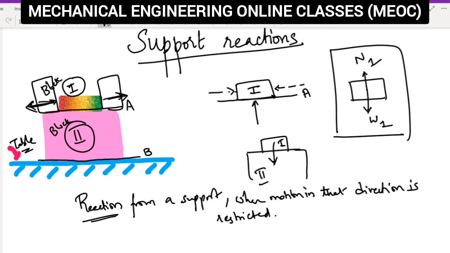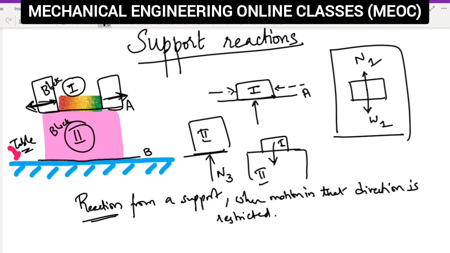Similarly, this is block 2. Now here the table is giving a normal reaction, let that be N3, because block 2 is not able to penetrate through the surface of the table. So in order to restrict the downward motion of block 2, there is an upward force or reaction from the table, that is N3.